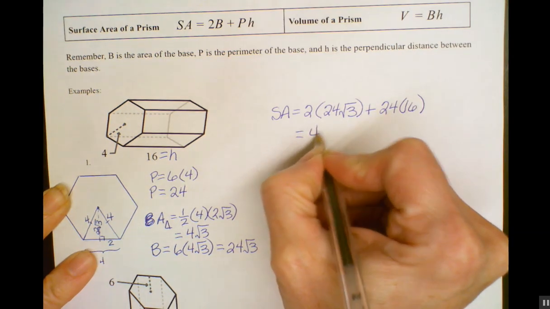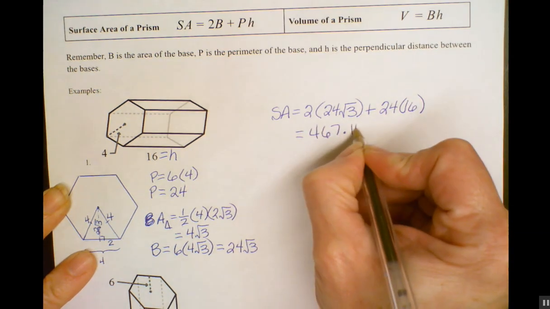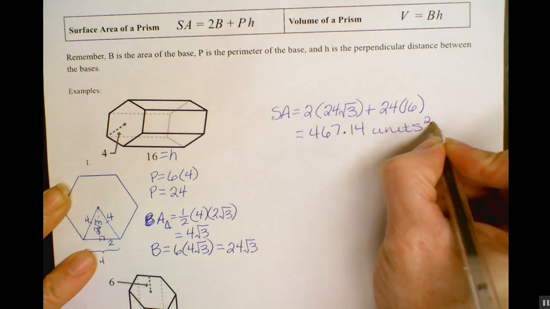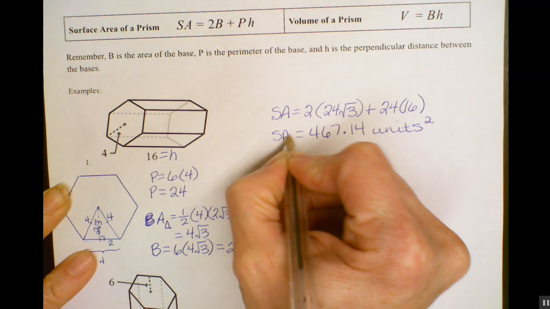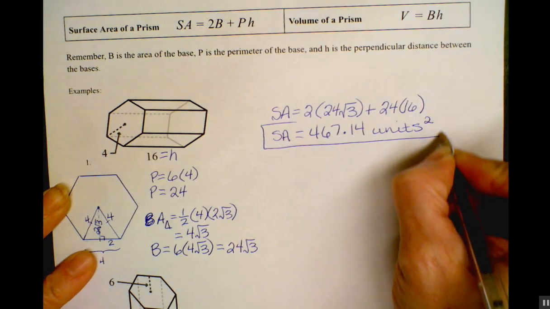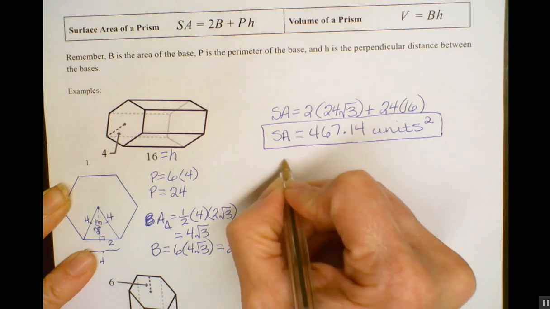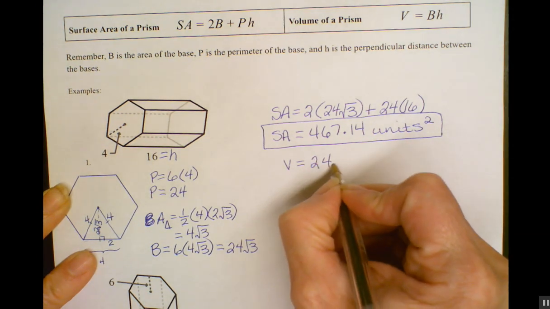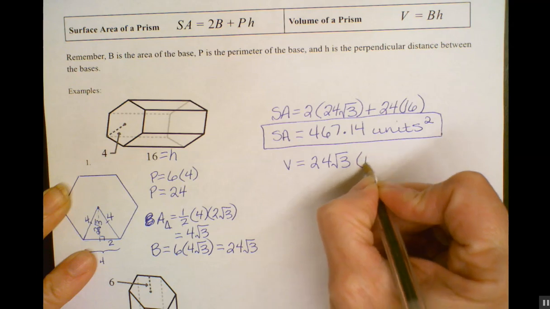Surface area, 467.14, in this case, units squared, since there is no unit given. And that's the surface area. For the volume, the area of the base times the height, 24 square root 3, times the height, 16.